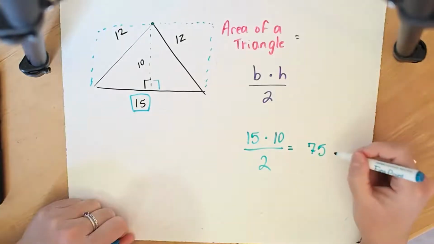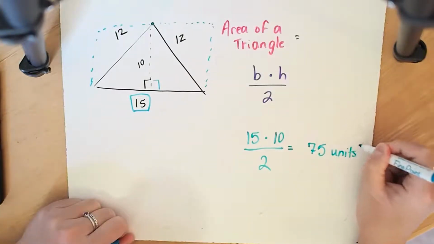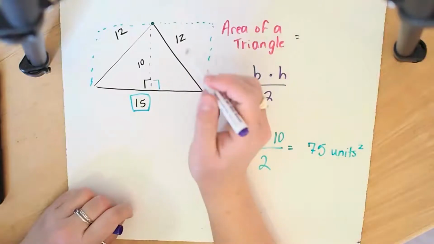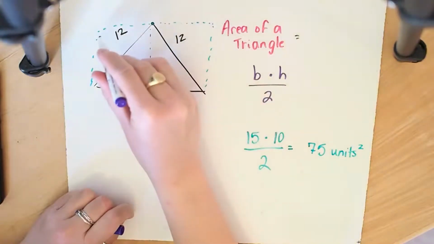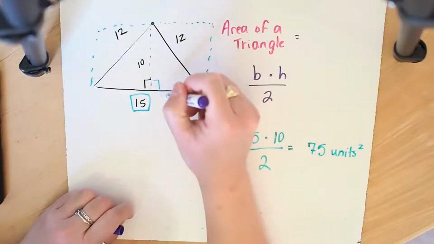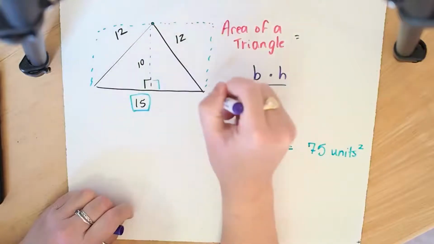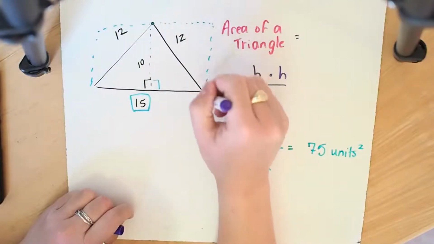Or 75 units squared. So if you get really confused about that, I want you to imagine that you fill in the rest of the rectangle and find the height of that, assuming that this is the bottom of the rectangle. What's the height of it?